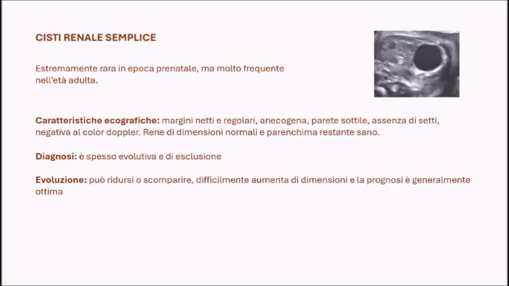A simple renal cyst is a very rare condition in the prenatal period, but it is a more common renal anomaly in adulthood. It is characterized on ultrasound by an anechoic formation with regular margins, thin walls, and no internal septa, and it appears non-vascularized on color Doppler. The remaining kidney is completely unaffected, and this is usually a unilateral condition.